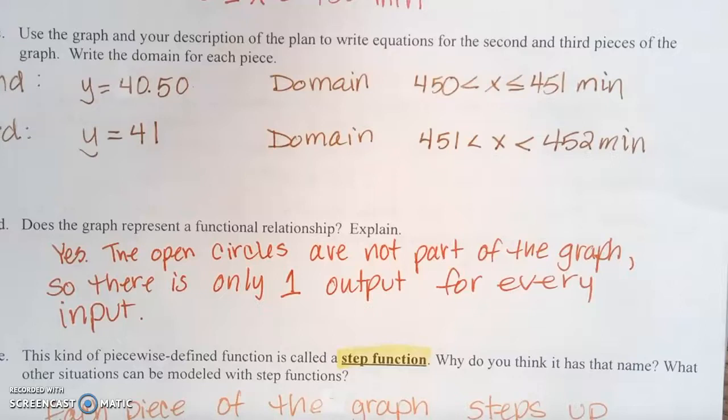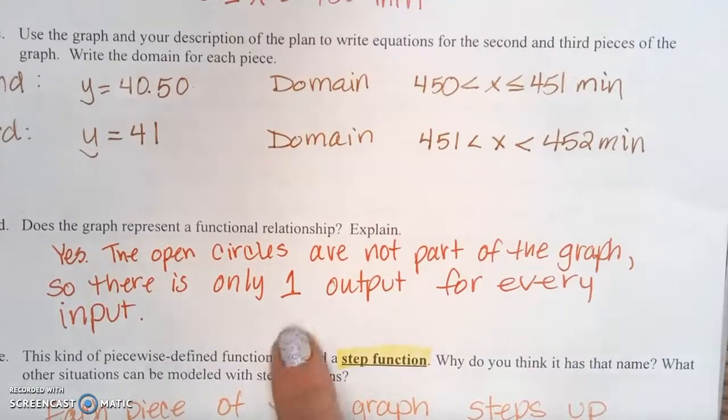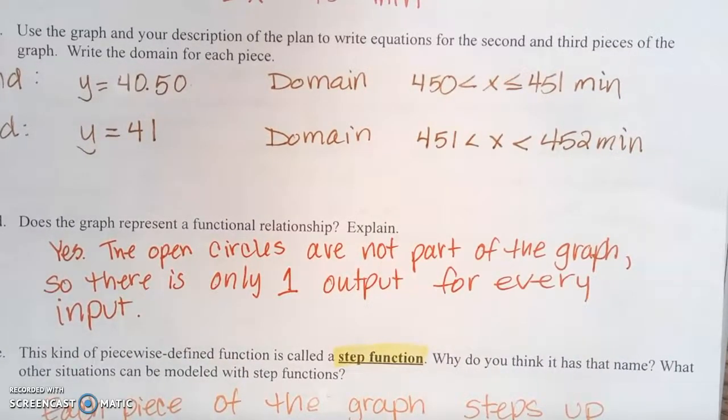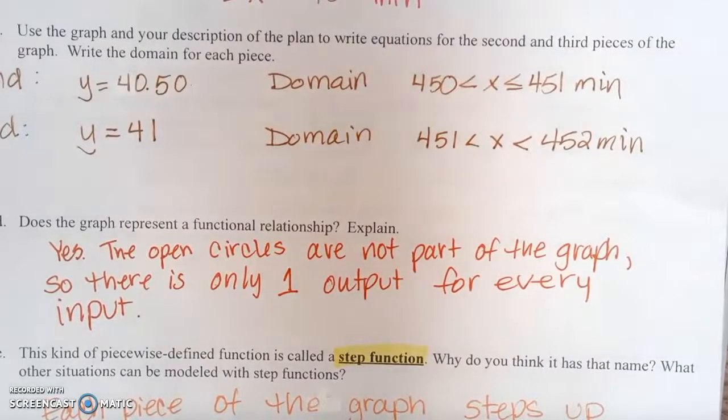So in this particular case, there's only one output for every input. One output for every input. That's key. The one output for every input is basically what will define whether your function or your graph, however they're presenting it to you, is going to be a function.